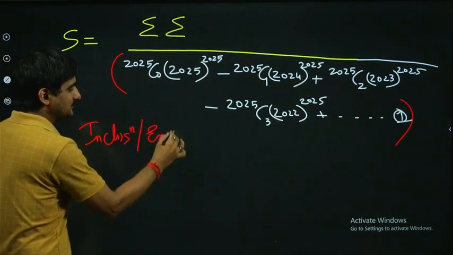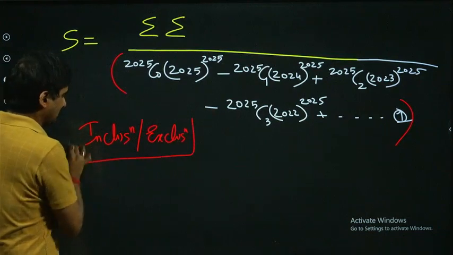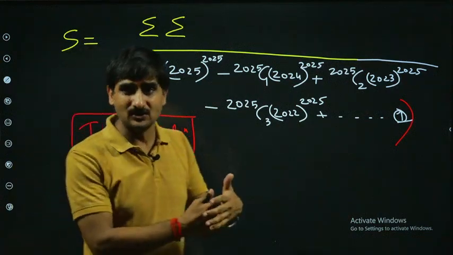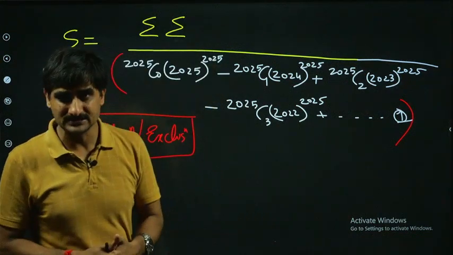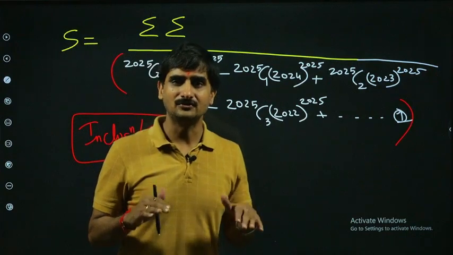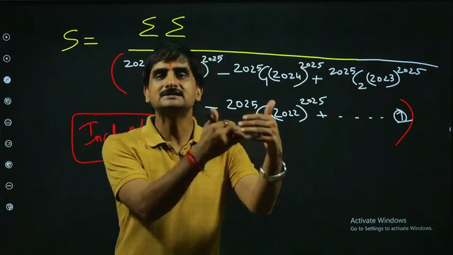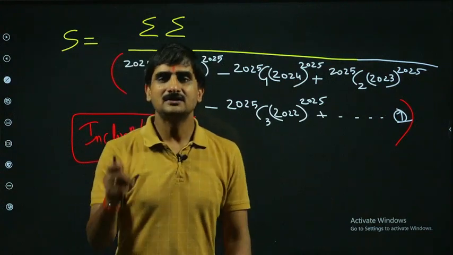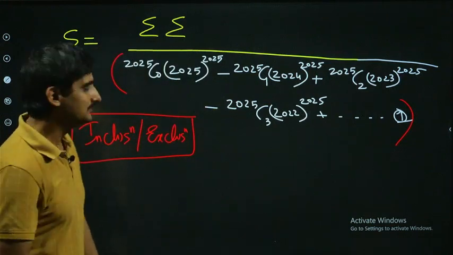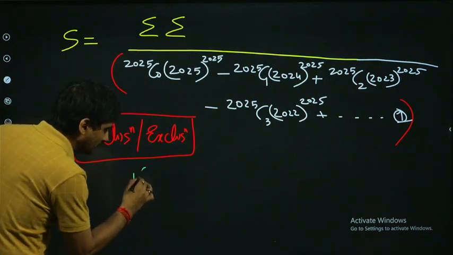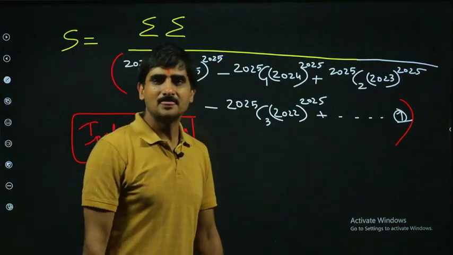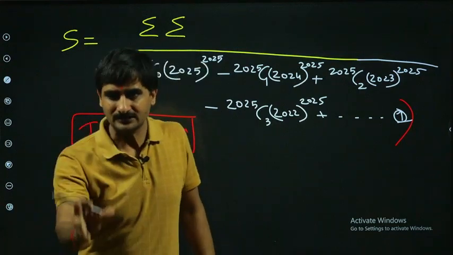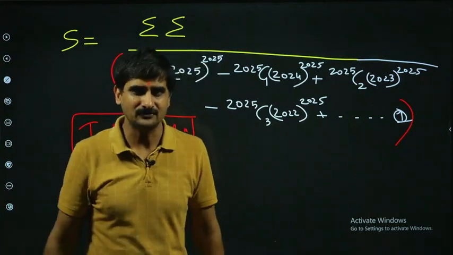Inclusion, exclusion principle. Now, let me explain with the help of an example. Say there are 6 distinct balls to be put in 4 distinct boxes such that no box goes empty. What will you do? You will say, okay, the total number of ways is 4 raised to the power 6. You pick up one ball, you have 4 options in front of you. You put it in any one of those 4 boxes.